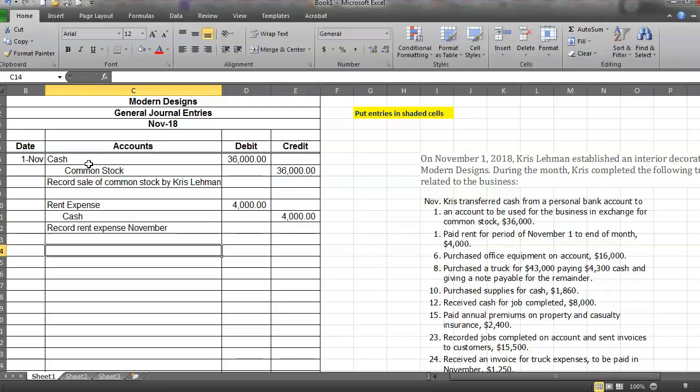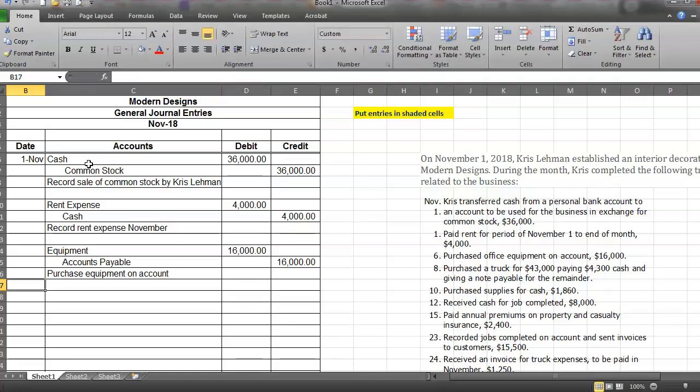The next entry is purchase office equipment on account. This is very important. Equipment is an asset. We're going to increase the asset by $16,000. But what we also need to note is we did not pay cash for this. So I'm going to say accounts payable. It didn't tell me that it was a note. It just said we paid it on account. So I'm going to assume, barring any other information, purchase of equipment on account.